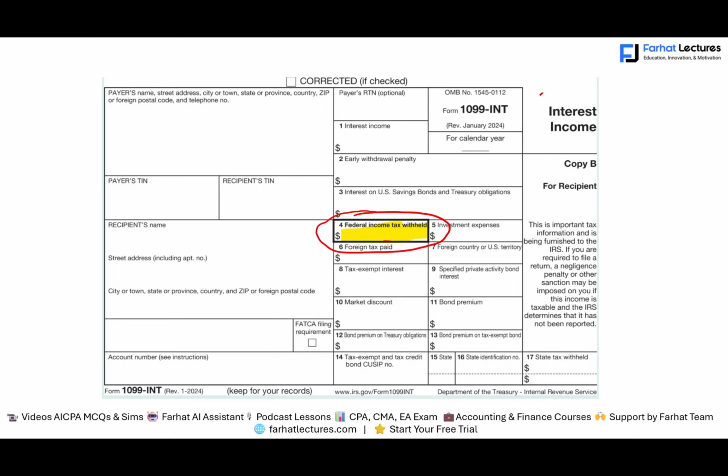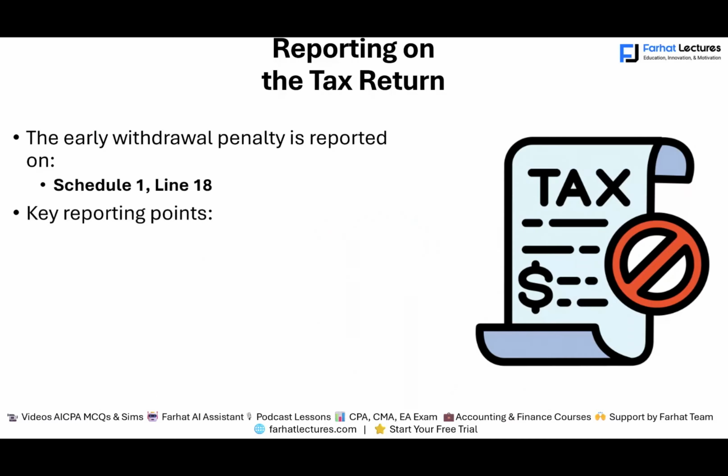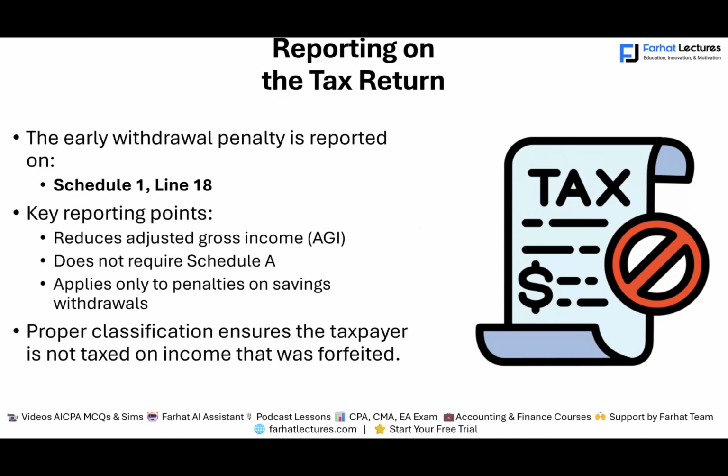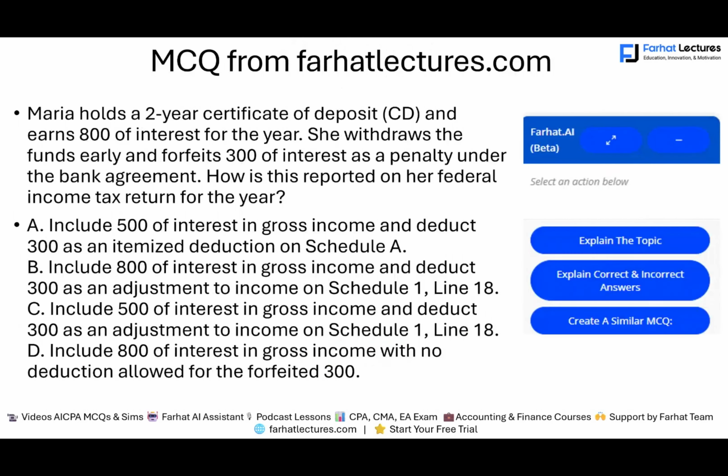Because when you claim that the government took money from you, you have to show them that. It's your job, and it's showing on the form. So the proper classification ensures the taxpayer is not taxed on the income that was forfeited, which in our situation is $300. Let's take a look at this multiple choice question from farhatlectures.com.